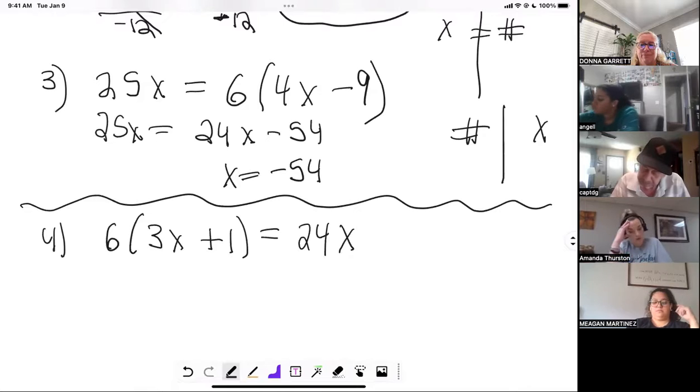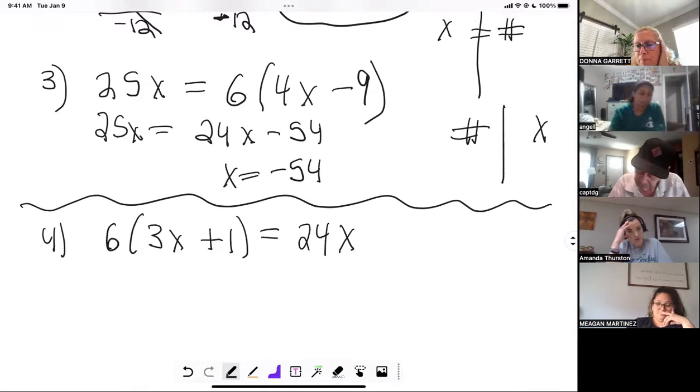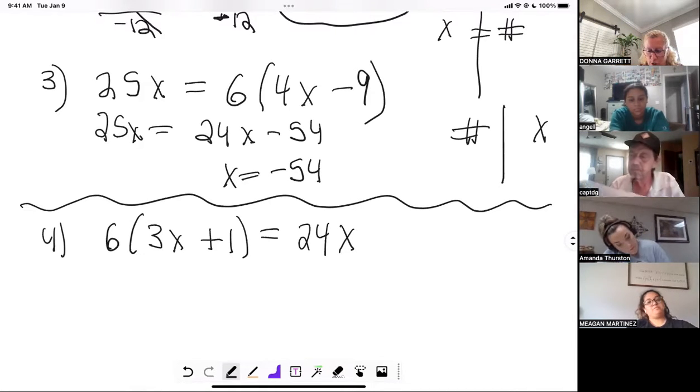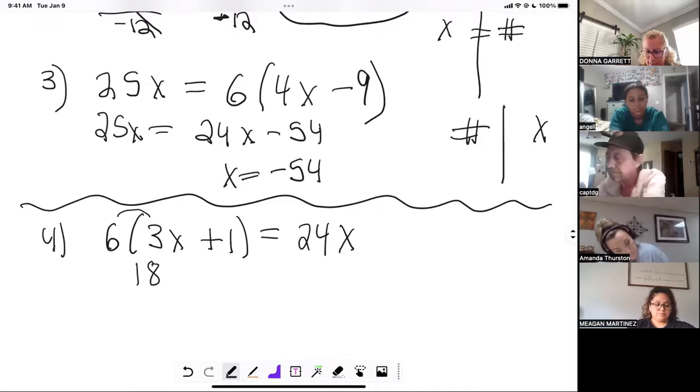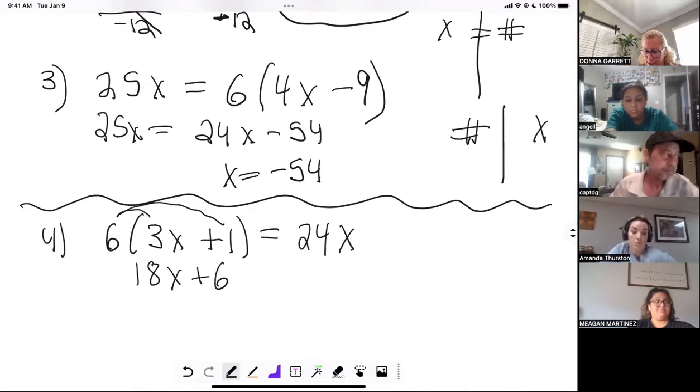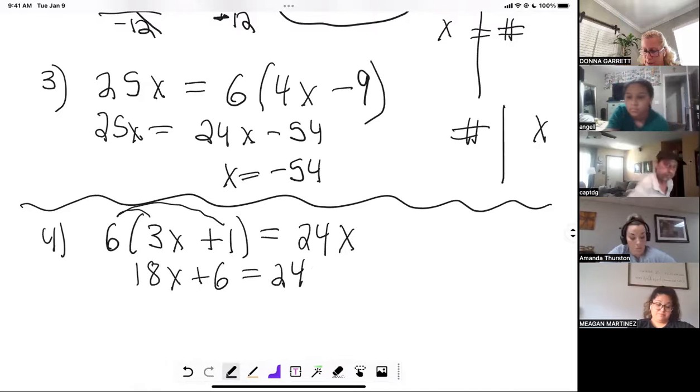Is it 1 equals X? Yes. Okay, will you do the work so I can watch how you did it? Yep. So I distribute 18x, I distribute plus 6 is equal to 24x.